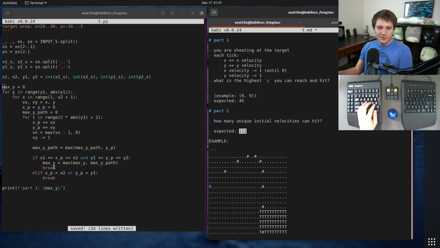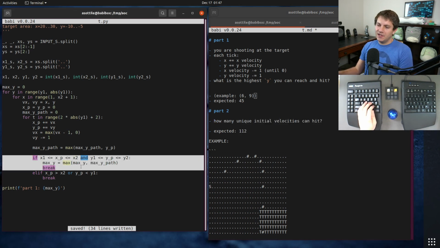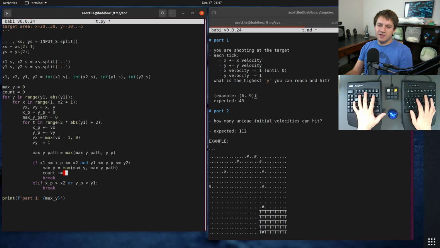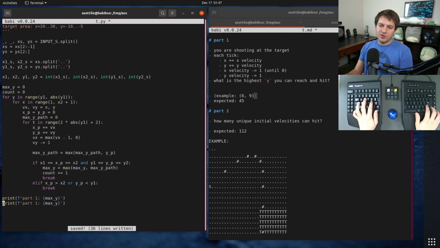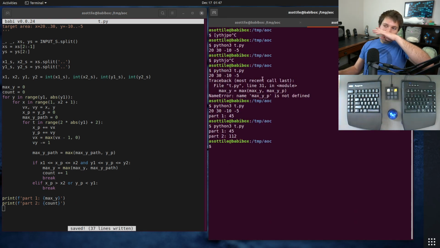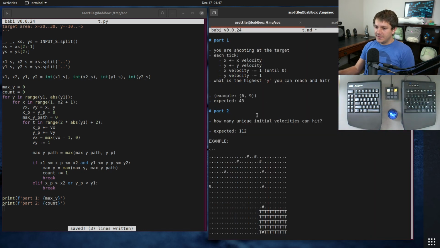And so in this one, fortunately, we've written all the code to find the cases when it hits. So we just need to have a count here, and then we can do count plus equals 1, and that'll get us part 2 really easily. And if we run that, we get 112, which is exactly what we expect here.